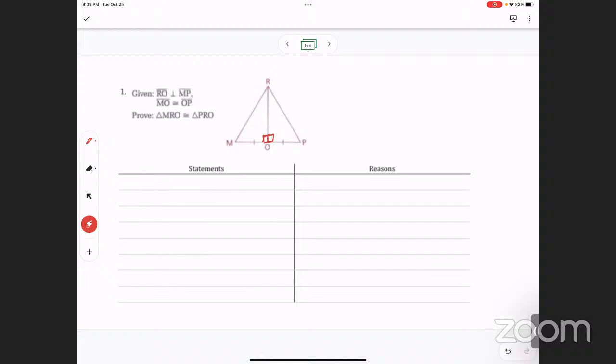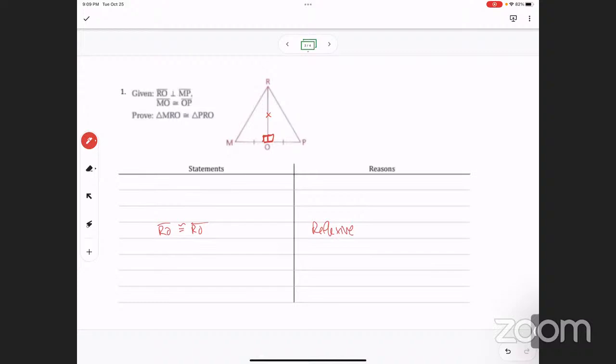You could probably get a side or another side from reflexive. Very good. Which one? RL. Perfect. And reflexive. So one of our reasons is going to say reflexive. Yep. Good. And then what?